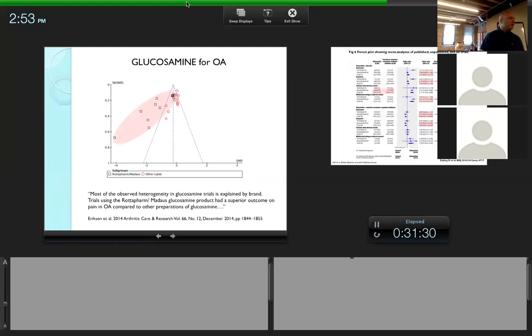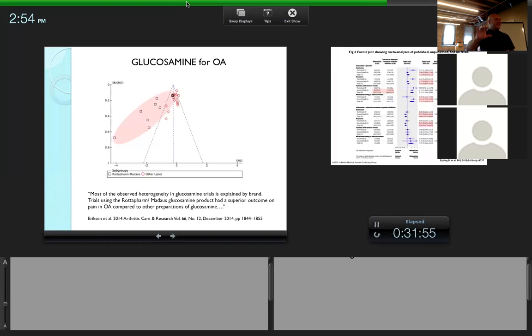Now, what was weird was the conclusion in the abstract: most of the observed heterogeneity in our meta-analysis is explained by brand. Well, you can see that, right? These guys stand alone. And trials using the Rotterdam-Madhouse glucosamine product had a superior outcome on pain in OA compared to other preparations. Fine, they did. But there's something else we should say about that.